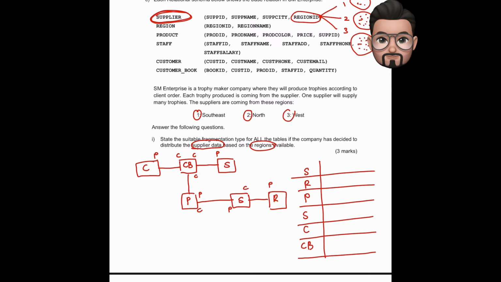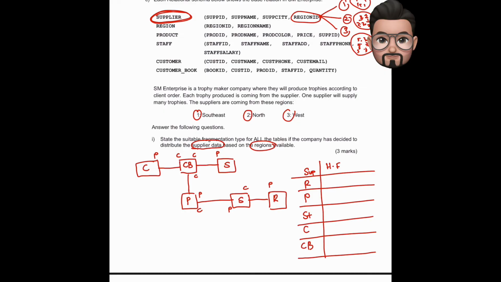Now if you take a look over here, 1, 2, and 3 are repeated, because some suppliers have region ID 1, some suppliers have region ID 2, and some suppliers have region ID 3. So since it is repeated, for the supplier table, the first one, we can do horizontal fragmentation. Horizontal fragmentation of supplier.